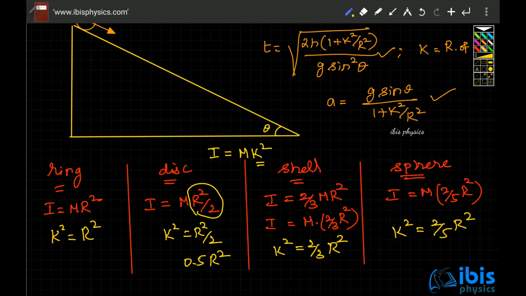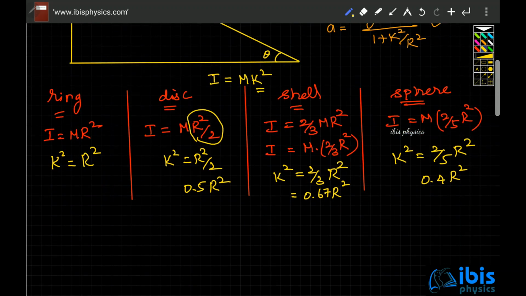This is around 0.66, right? So 2 divided by 3 is around this. And here 2 by 5, so 0.4 r square, and this one is 0.67 r square. If you look at all this, who comes first? Of all, this has the highest value, this comes second highest, this is third highest, this is the least.